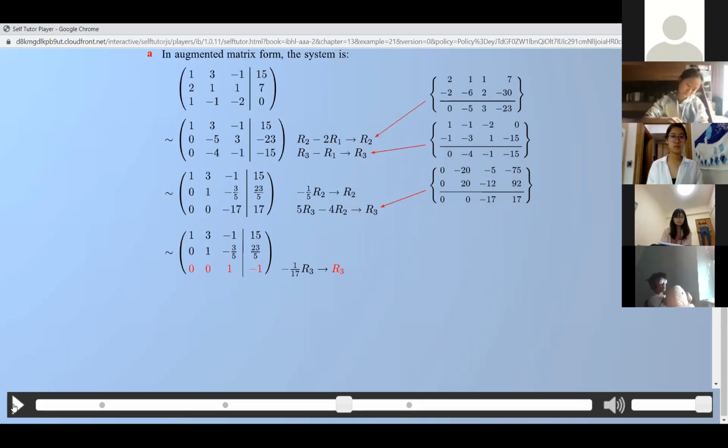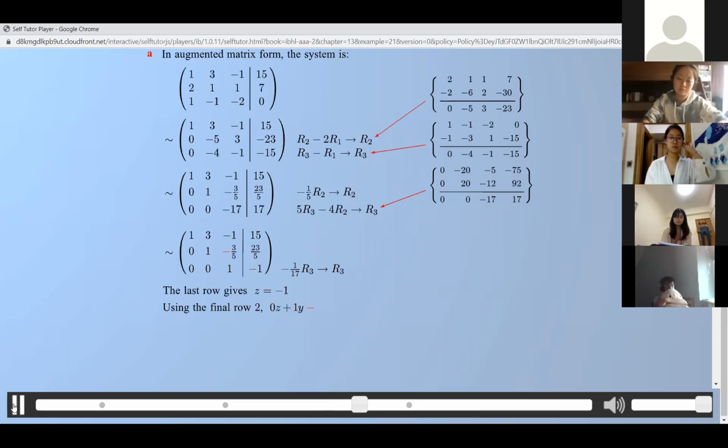All right? Row 3 now says 0x plus 0y plus z equals -1. So z equals -1. We use this value for z in row 2. 0z plus 1y minus 3 over 5 times the value of z we have just found equals 23 over 5. Subtracting 3 over 5 from both sides, we find y equals 4.